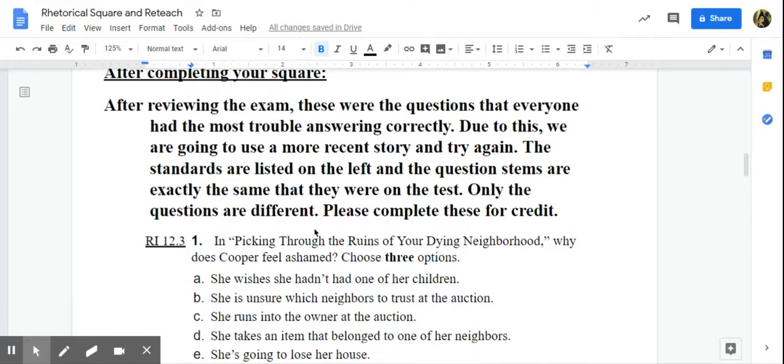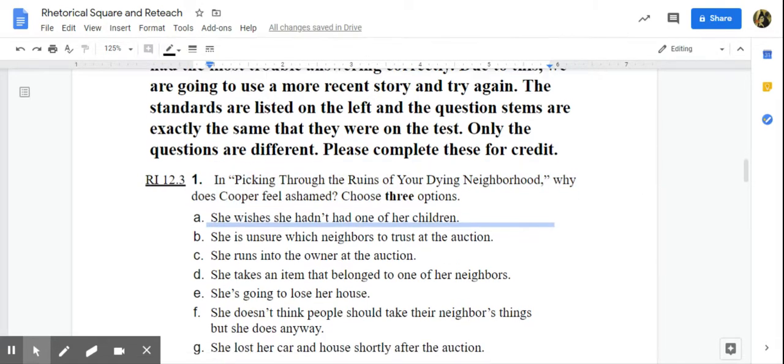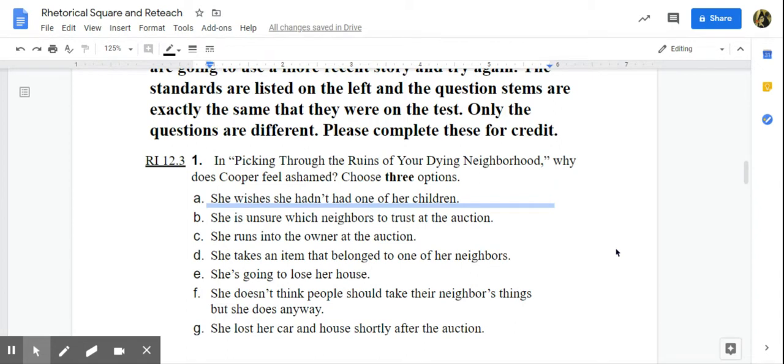Okay, so after reviewing the exam, these were the questions that everyone had the most trouble answering correctly. Due to this, we are going to use a more recent story and try again, aka the story that you just read for this assignment. The standards that we had the most trouble with are listed on the left. The question stems, meaning these parts right here, are all the questions that were actually in the test that you collectively got the most wrong. So, in order to get credit, you are going to complete these 4 questions.